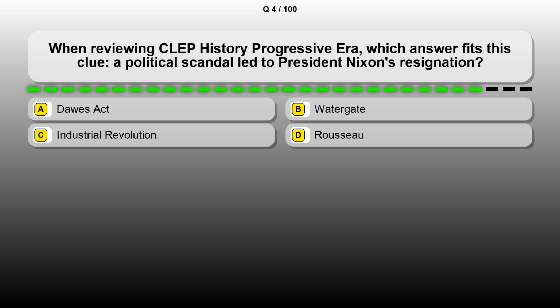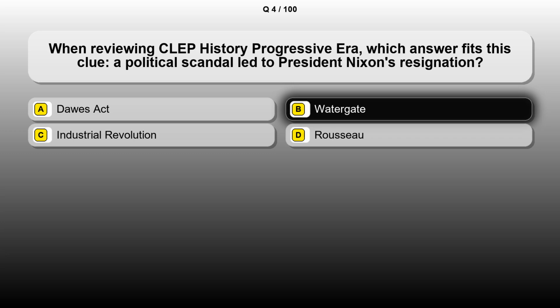Question 4. When reviewing CLEP History Progressive Era, which answer fits this clue? A political scandal led to President Nixon's resignation. Option A, Dawes Act. Option B, Watergate. Option C, Industrial Revolution. Option D, Rousseau.